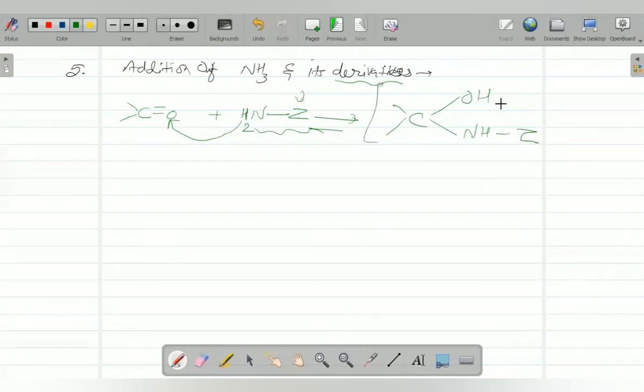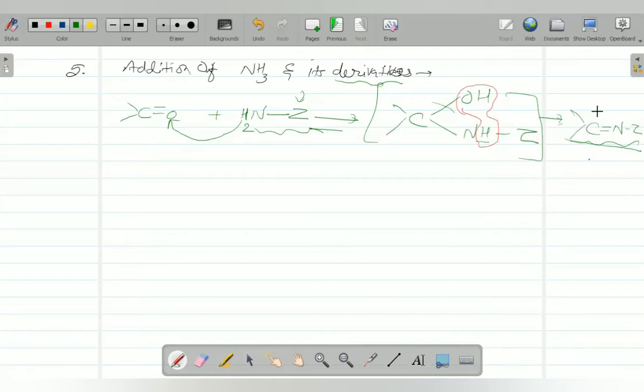which is an intermediate, which on further loses water. It will lose water, OH and H. So on losing water, they will make the double bond. Why? Because of one bond of carbon and one bond of nitrogen. So they give us C double bond NZ plus water. H2O is removed, right? This is the product.